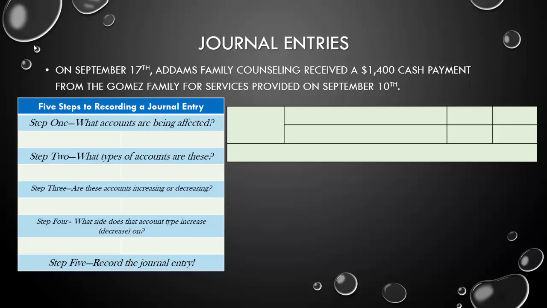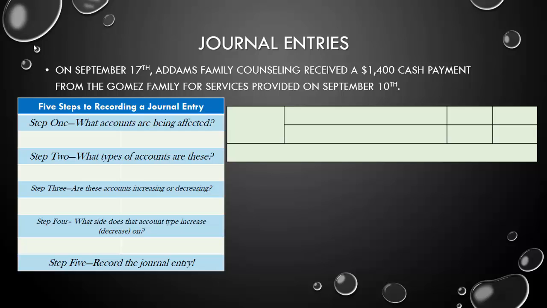On September 17th, Adams Family Counseling is going to receive a $1,400 cash payment from the Gomez family for services provided on September 10th. So on the 10th, we performed counseling services and we billed the Gomez family. And now the Gomez family is sending us the money that they owe us that we billed them for. So they are getting out of debt to us. We're getting the money we've been eligible to receive for the last week in this case.